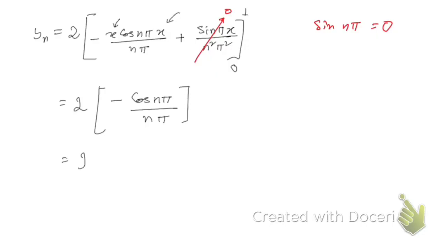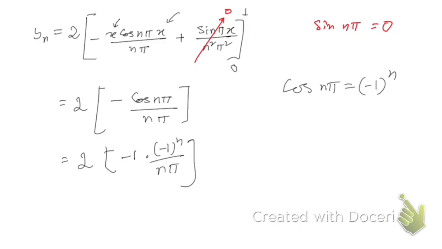So now you see 2, and we know that cos n pi is nothing but minus 1 to the power n, so minus into minus 1 to the power n by n pi. Now if you multiply this minus 1 with this minus 1 to the power n, it gives you 2 into minus 1 whole to the power n plus 1 by n pi. That's what we're going to have, right?